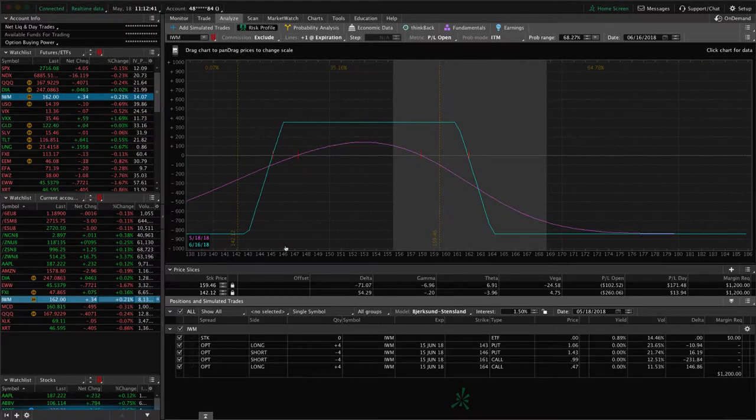IWM, iron condor in here, just hovering right at our break even. I'm going to give it over the weekend. Let us see if we can come back into range before we make any adjustment in IWM.